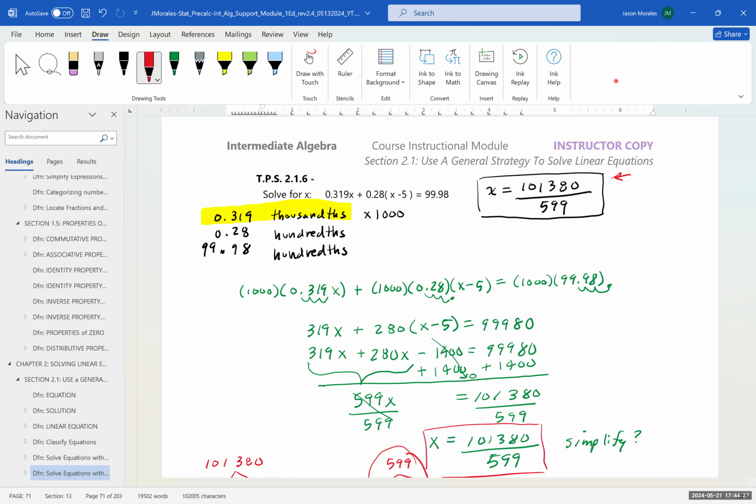So the first thing we need to do is look at the coefficients and figure out which one has the greatest place value. I've written the coefficients down here on the side, and I've also written the place value. The place value of the last digit, which is a 9, is the thousandths. The place value of the 8 is the hundredths. And the place value of this last digit is also the hundredths. So the greatest place value we have across all three is the thousandths.